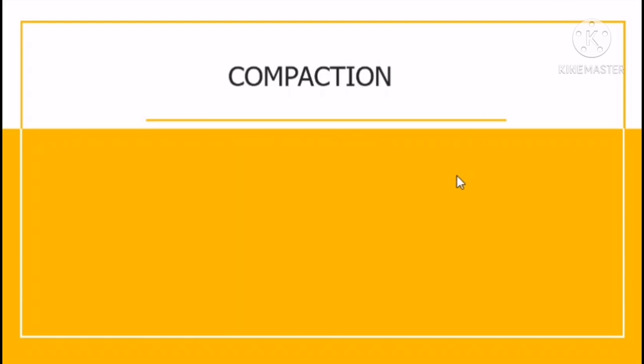So, why do we compact soils, or why do we need to compact soil? Number one, compaction increases shear strength. So, if you compare two samples of the same soil type, the one that is not compacted and the one that is compacted, you'll notice that the compacted soil has higher shear strength than the not compacted soil. Kasi kapag nag-compact, mas nagiging intact yung soil particles natin. Kaya mas tumataas yung strength niya.